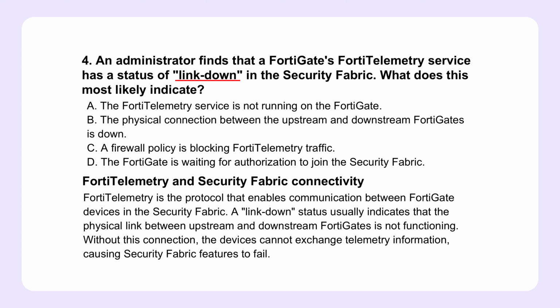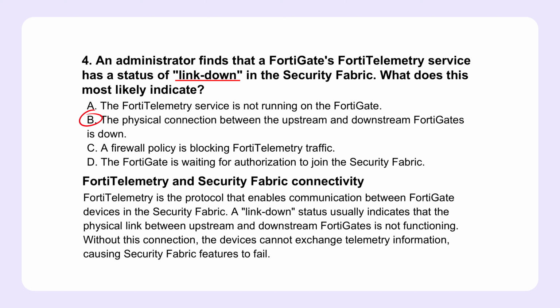The physical connection between the FortiGates involved is down. Physical, like the cable? Exactly. Or the switch port, or the interface itself. FortiTelemetry is the protocol they use to talk to each other within the fabric, exchange threat intelligence, sync configurations, all that. If the status says link down, it means the underlying physical link isn't active. It's generally not a software bug or a policy misconfiguration causing that specific status. It's layer 1 or layer 2.